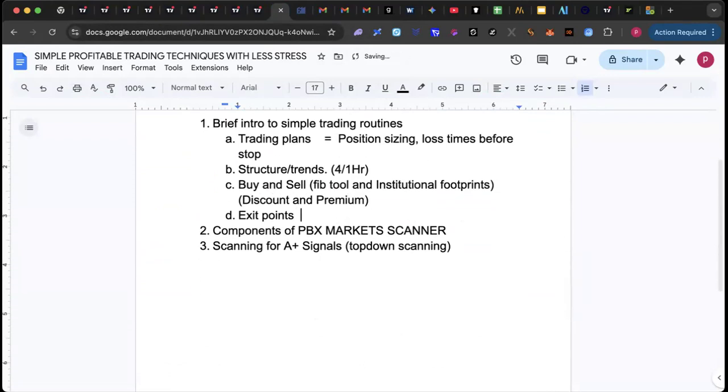Now, exit point. This is the final thing I'm going to discuss, and then I will explain the components of the scanner. Please understand, exit points are stop loss and take profit. The next question you want to ask, if I buy or if I sell, is where are my exit points? Your exit points are stop loss and take profit. So first of all, you find where your stop loss is. In fact, it is your stop loss that will determine where your take profit will be.